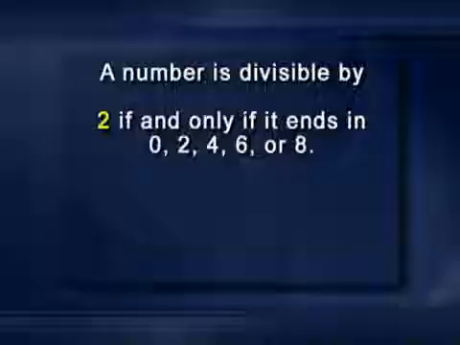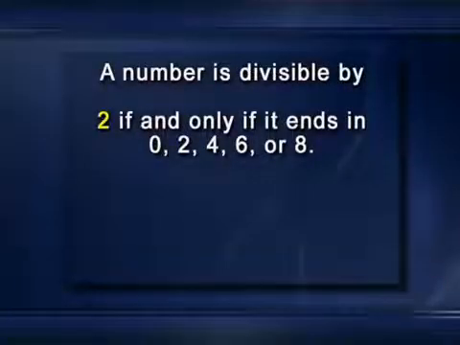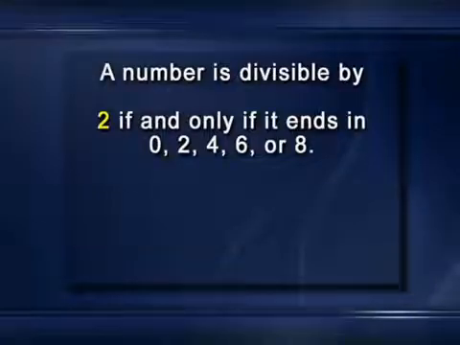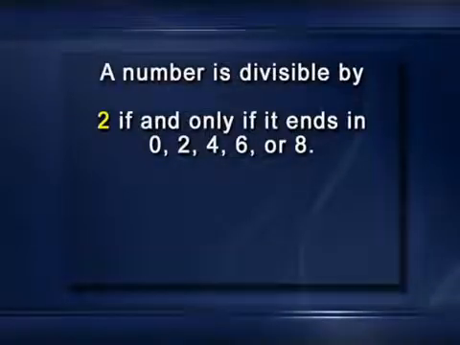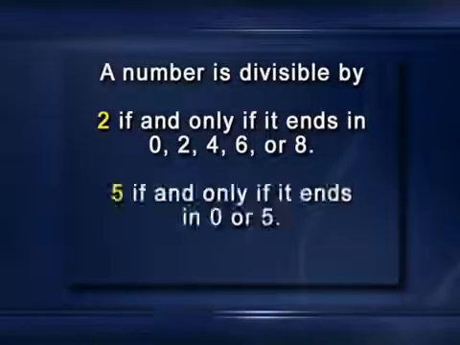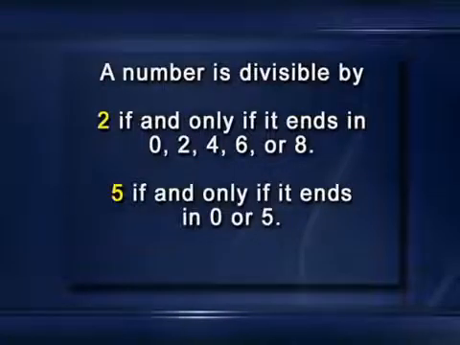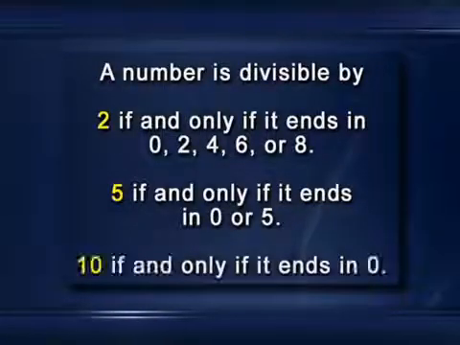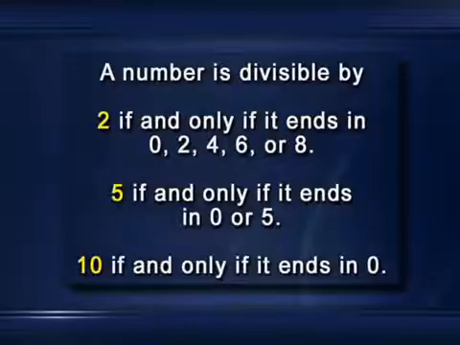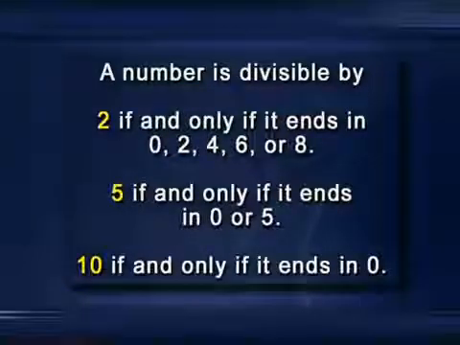Sometimes you can tell just by looking at the last digit. For example, a number is divisible by 2 if and only if it ends in 0, 2, 4, 6, or 8. It's divisible by 5 if and only if the number ends in 0 or 5. And a number is divisible by 10 if and only if it ends in 0. These are based on the fact that we work in base 10, and 10 is divisible by 2 and 5.